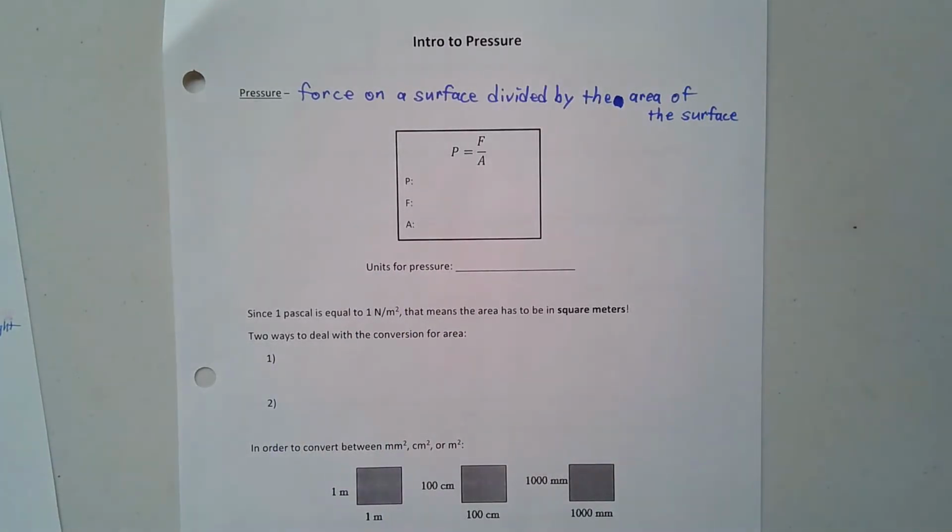Today we are going to be starting the pressure half of our unit in the Unit 5 packet. So you can find these notes on pages 21 and 22 in your unit packet.